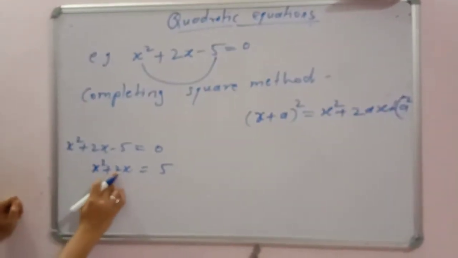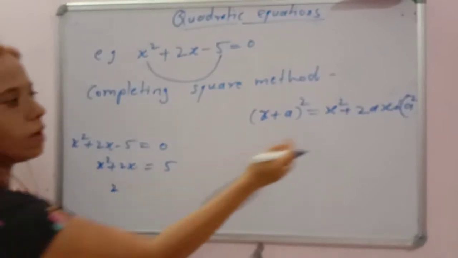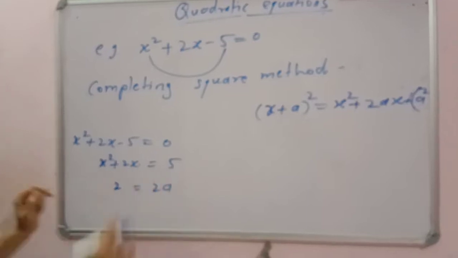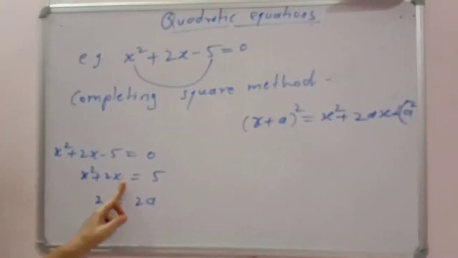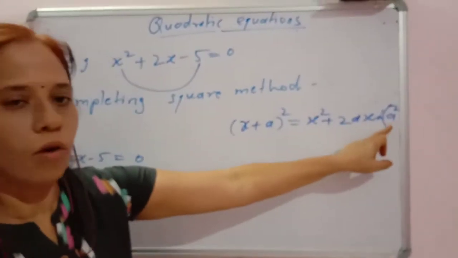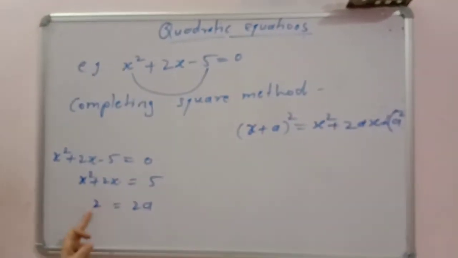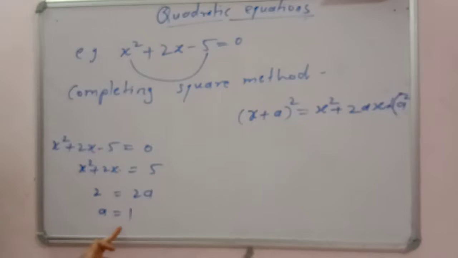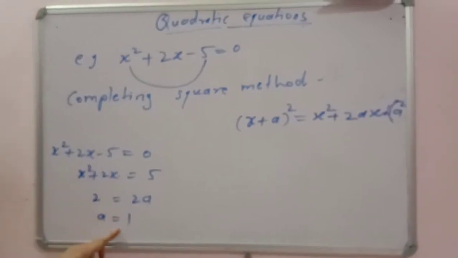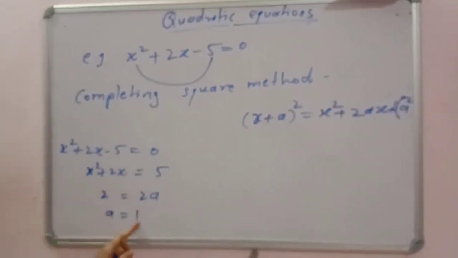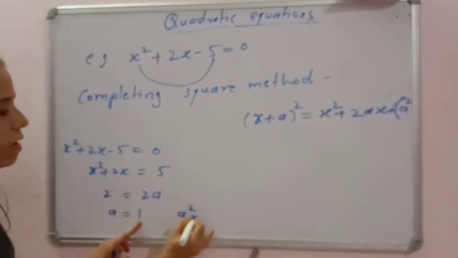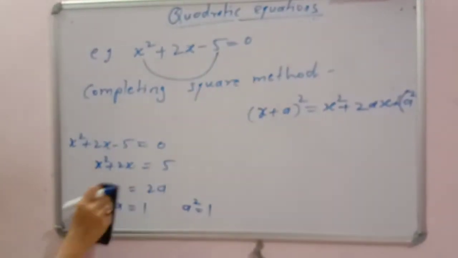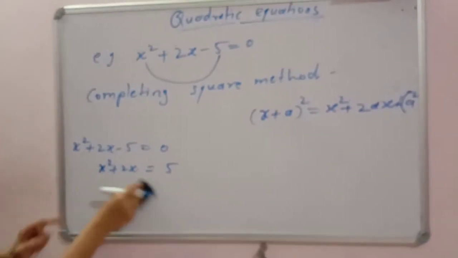Here the coefficient of x is 2. Here the coefficient of x is 2a. Because to add the third term, I have to find out the value of a here. So what is the value of a here? You can easily say it is 1. So we have to add a square here. If a equal to 1, what is a square? That is also 1 in this case. So add this 1 to this side.